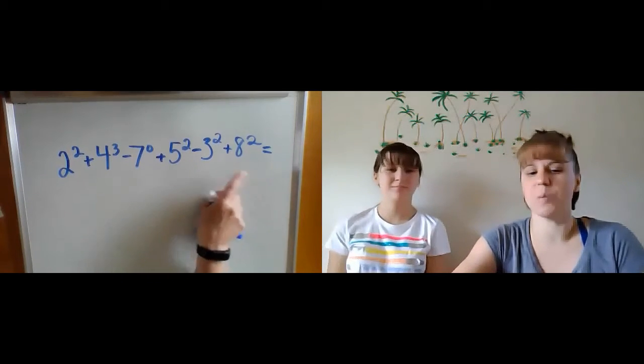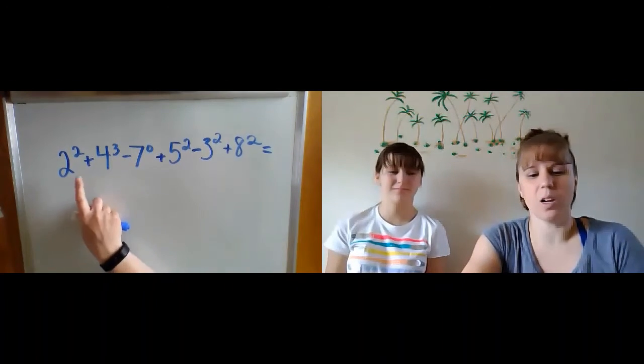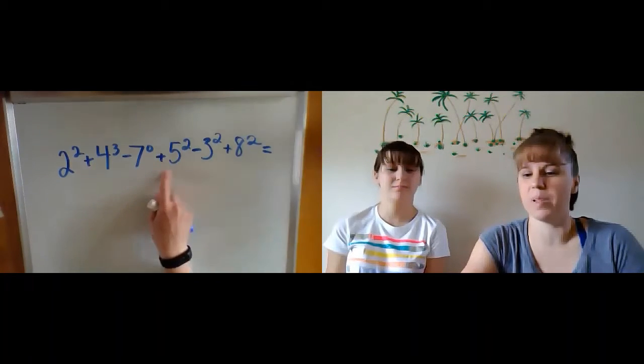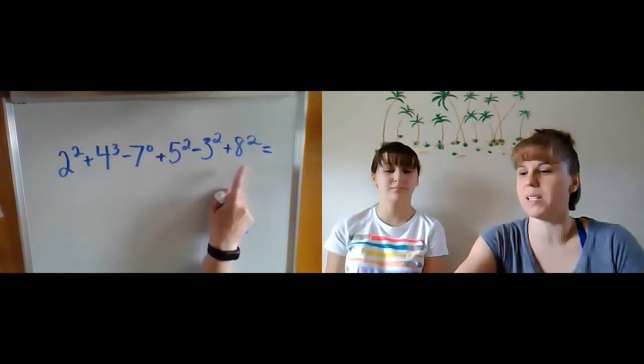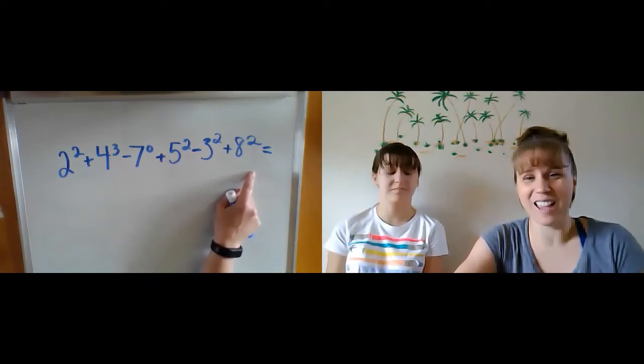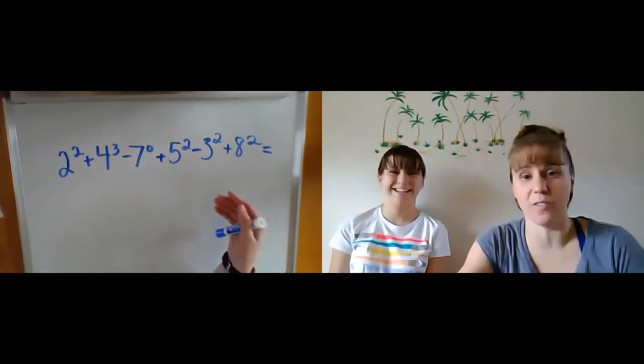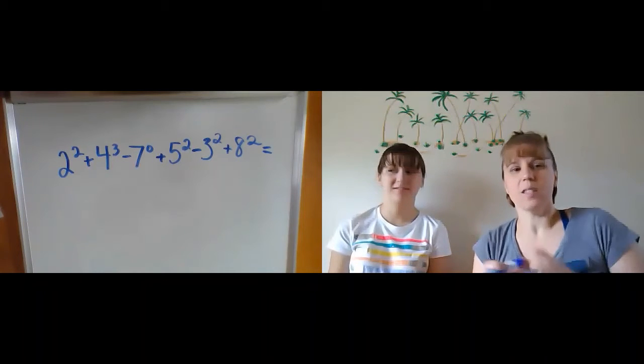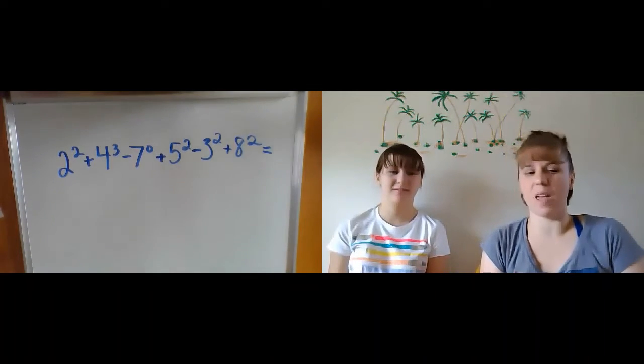Okay, so while you were gone, or maybe you can still see it, we wrote out this equation that has both adding and subtracting. 2 squared plus 4 to the third power minus 7 to the 0 power plus 5 squared minus 3 squared plus 8 squared. So it can be complicated. It doesn't have to feel complicated, but it can look complicated.